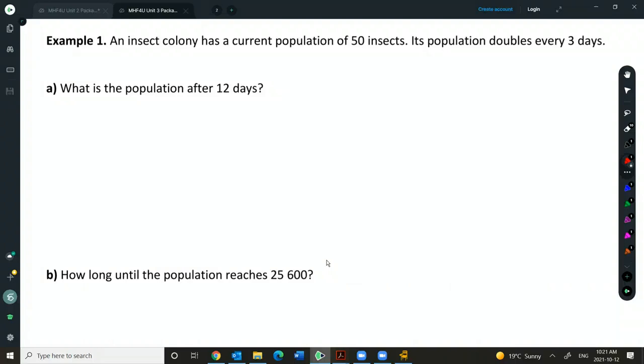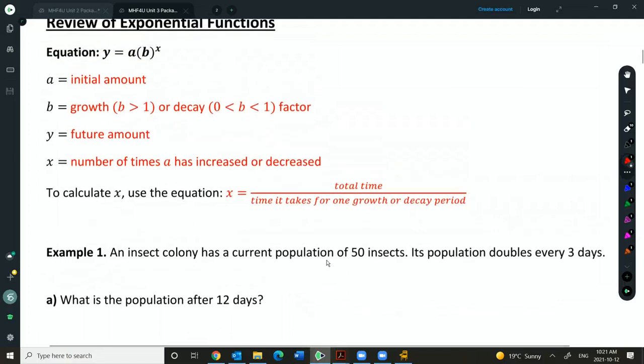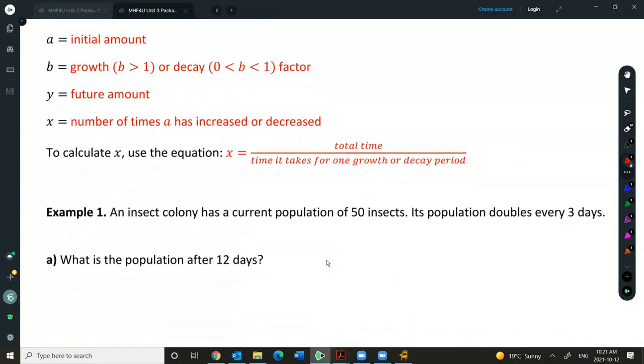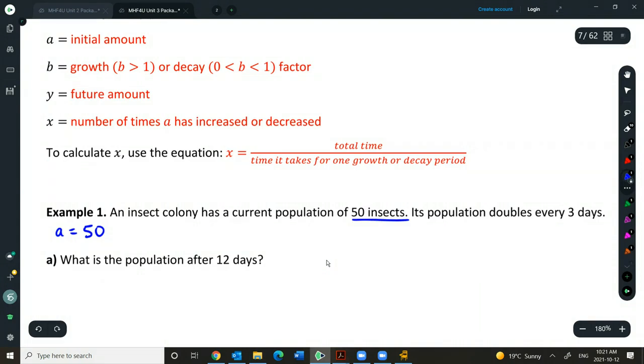Okay, so we're going to use the formula above, y equals a times b to the x. What do we know about this so far? What can we fill in out of y, a, b, and x? Zach? A. Okay, and what's a? 50. Okay, initial value of insects or initial amount is 50 insects.